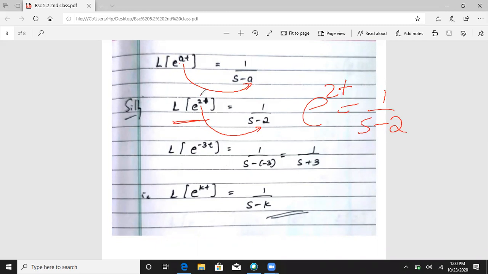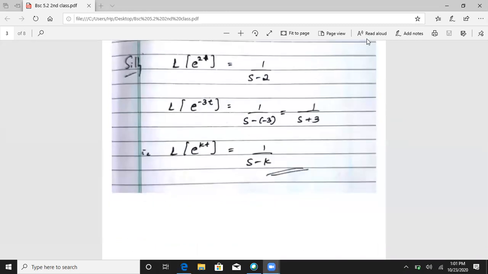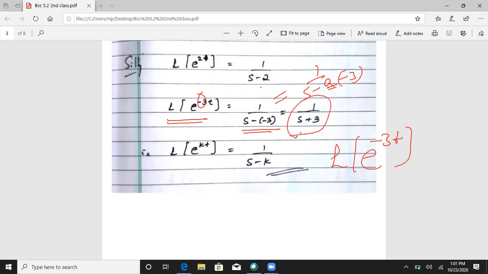Let's see another example. The Laplace transformation of e to the power minus 3t. Instead of writing a, we write minus 3 here. We know that it is 1 divided by s minus a, so a is minus 3 here, that is, minus of minus 3. Minus of minus 3 gives 1 divided by s plus 3.